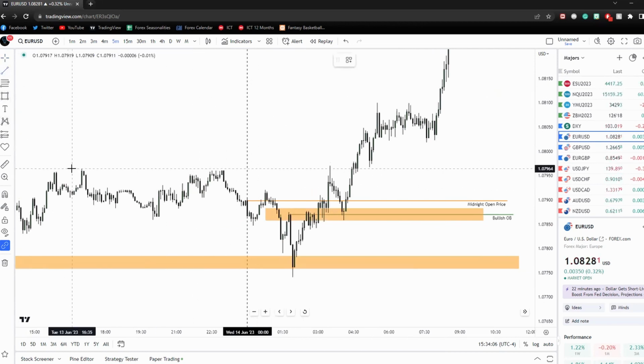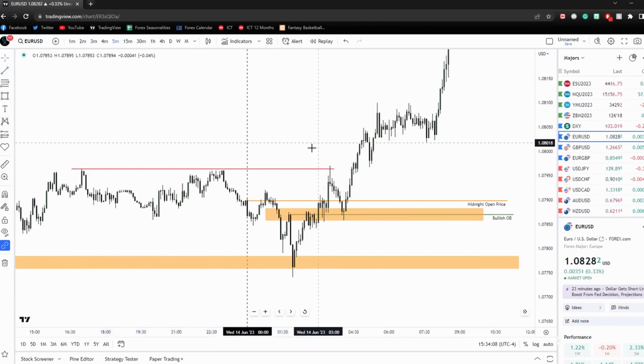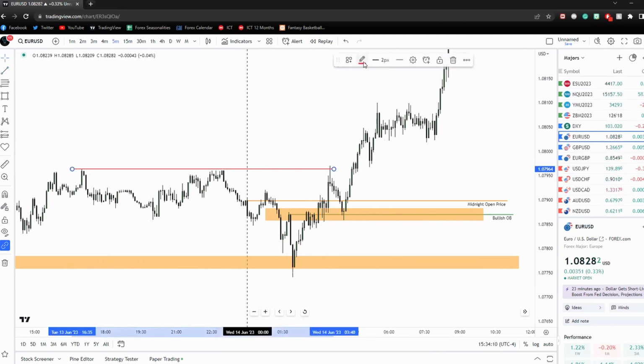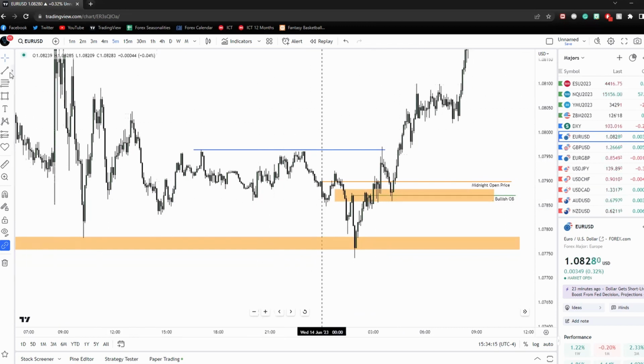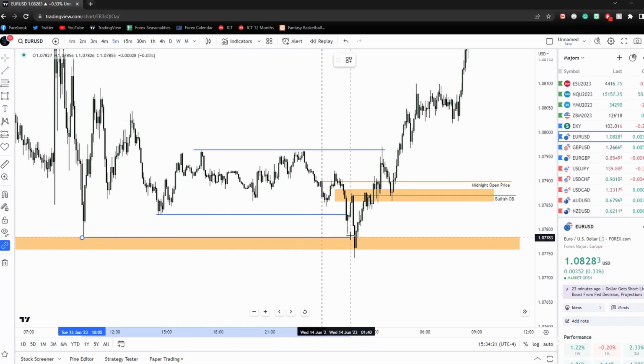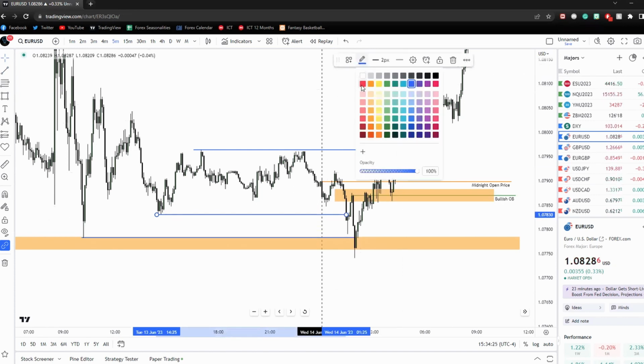Now we want to identify: what do you see? I see buy side liquidity right here. First big thing that pops in my head is, hey, this is buy side liquidity. Let's identify that right there. And then I start identifying sell side right here, and sell side right here. Okay. So initially, I'm gonna take you guys to the higher time frame, but I just want to show you this right now first.